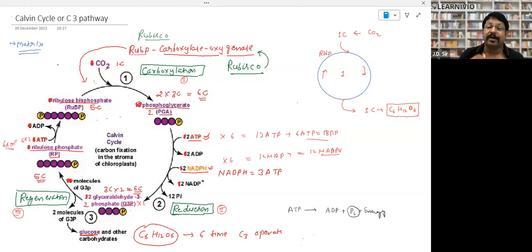Ribulose phosphate is regenerated again. So what is the function of ribulose phosphate? It takes one carbon atom and transfers it to the glucose molecule. Is that clear? Tell me, is that clear?